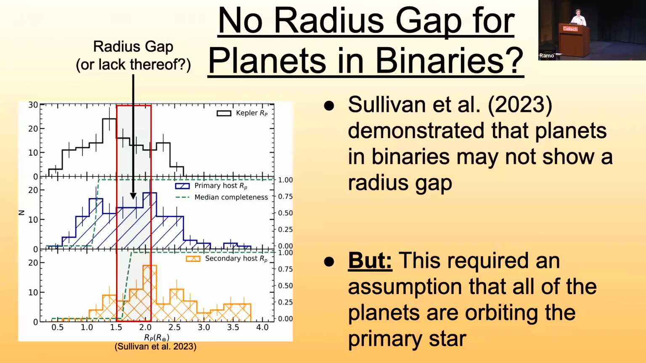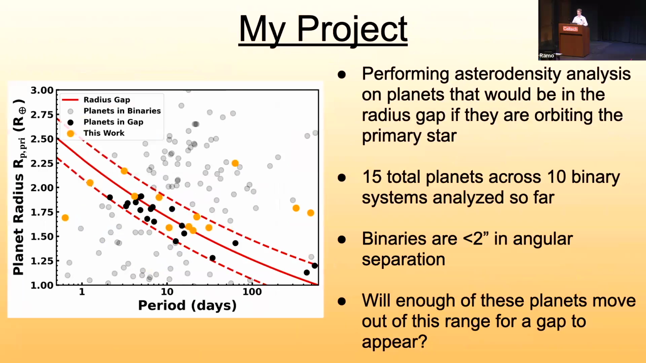And the common assumption is that all the planets are orbiting the primary star, and if we were to look at that, there doesn't seem to be a radius gap for planets in binaries, which would be pretty significant. It would certainly have implications for how planets form in binaries. But this did assume that all the planets were orbiting the primary star, and realistically, that's probably not the case. Some of them are going to be orbiting the secondary star, and so that's going to change the actual distribution. So that's what I've been working on as of late.